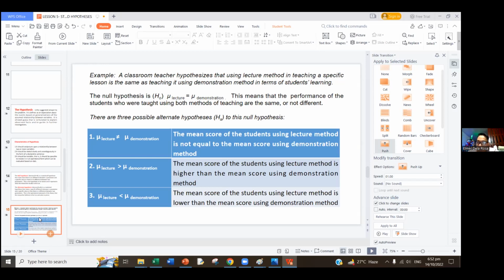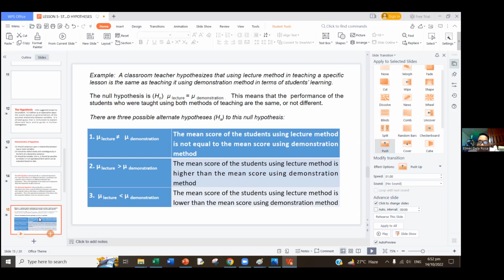Nagets niyo? Sabi ng null, there is no difference. Kaya mathematically, ang symbol niya, equal. Okay? This means that the performance of the students who were taught using both methods of teaching are the same or not different. Okay? With this, there are three possible alternate hypotheses. The first one is, no, they're not equal. Generic yon. The mean score of the students using lecture method is not equal. One is higher, but I don't know.